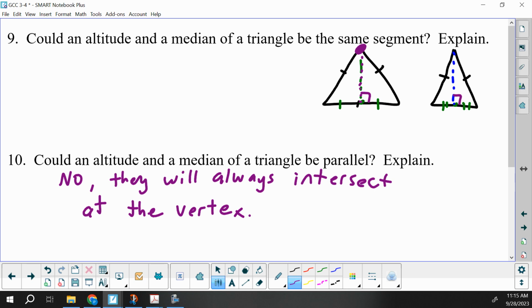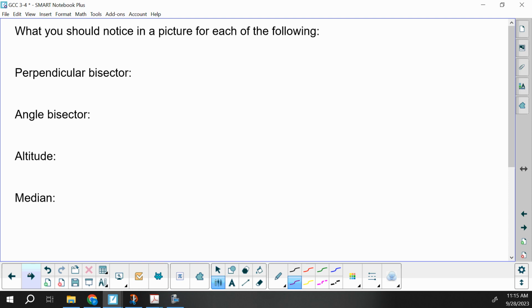Now, one of the trickiest things is sometimes picking out how things look in a picture from markings. So that's what we're going to do on the next page. We're going to write down and show as a visual what we would want to look out for when working with each of these different things.